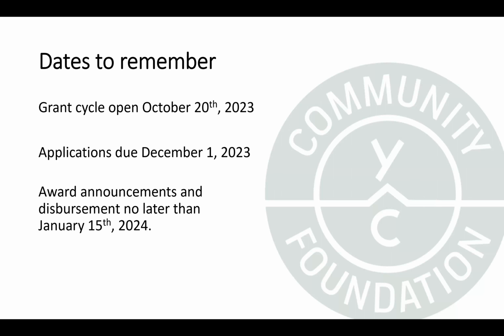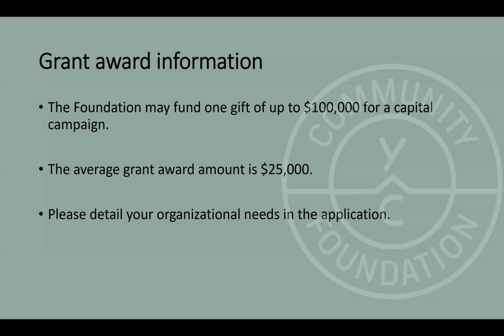So a little bit about grant award information. Ruthie's going to take this slide and give a little bit more of a breakdown. Yeah, thanks, Tanya. So many of you may be curious about how much to request in a grant application to the Yellowstone Club Community Foundation. What this slide is sharing is historically what our grant review committee, comprised of board members, has approved. So the foundation each cycle may fund one gift of up to $100,000 for a capital campaign. And our average grant award amount is $25,000.